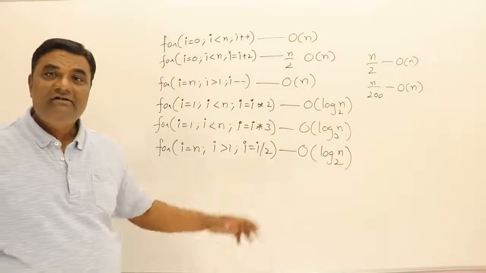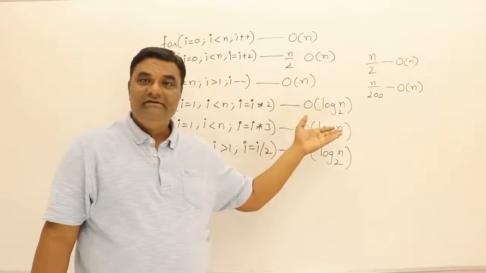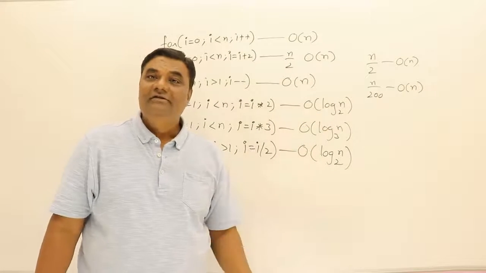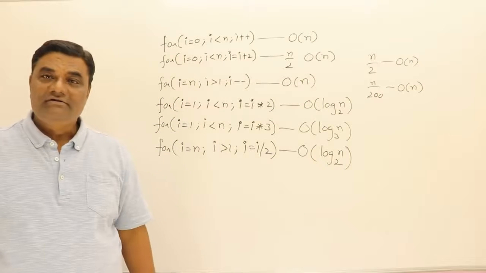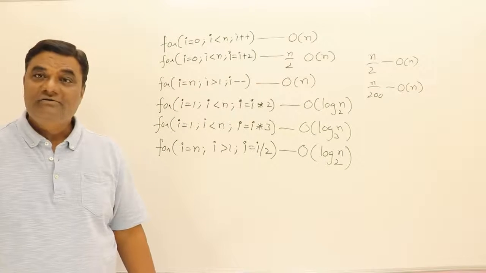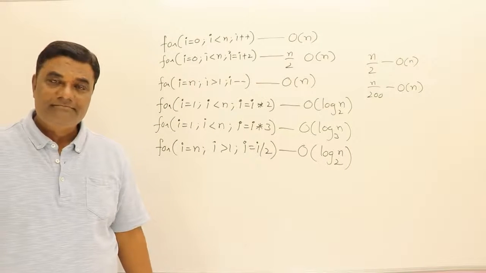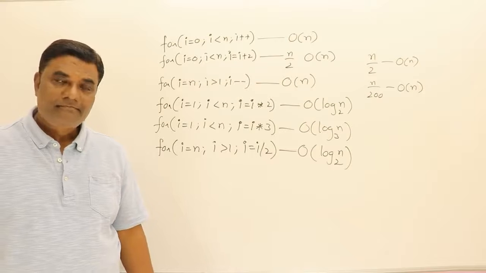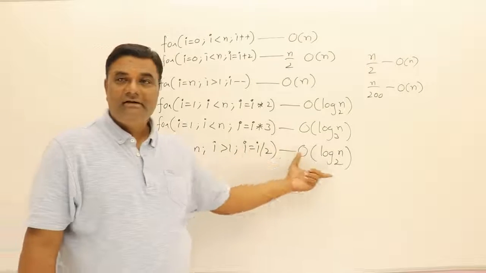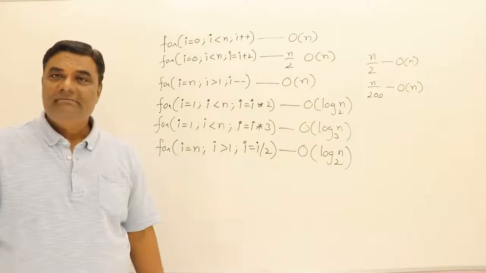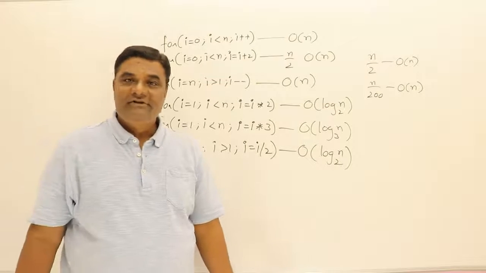Because we are writing the degree of the polynomial, that is n is the term used there, the variable n is used, so it's order of n. If it's n square by 2, then we say n square. Right? So this is a summary of the time complexity we have seen.